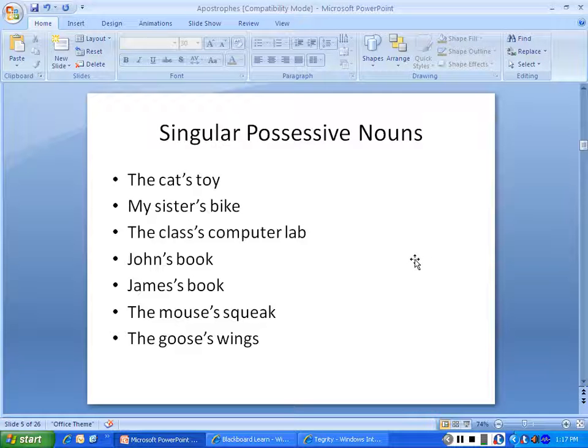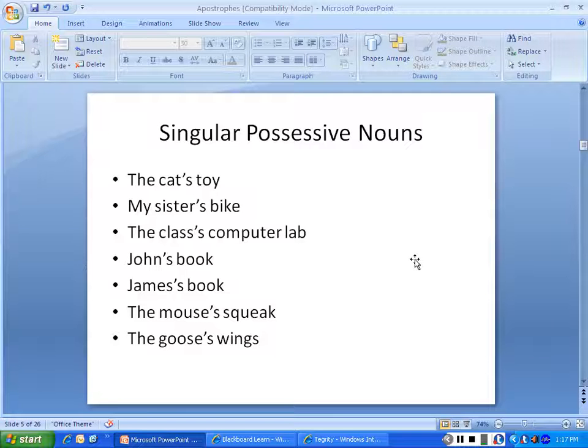Let's take a look at these singular possessive nouns. The cat's toy. The word cat, an apostrophe, and an S show that this toy belongs to one cat. My sister's bike. The class's computer lab. Again, this indicates that this computer lab belongs to one class. Even though the word class ends in S, we still provide an apostrophe and an S at the end. John's book shows that the book belongs to one person named John.